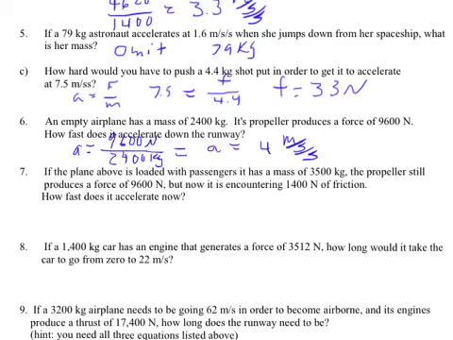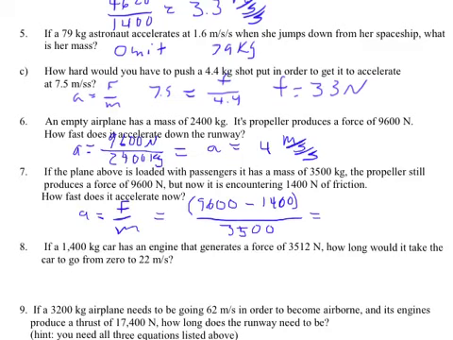Now the airplane above is now loaded with passengers, and it's encountering friction. How fast does it accelerate now? So I have a new mass, and I have a new overall net force. So first thing I'm going to do is I'm going to say acceleration equals force over mass. Now for the force value, it's going to be the 9,600 newtons that I had before minus 1,400 for friction. I'm going to divide that by the new mass, and what that's going to give me is 1.7 meters per second.